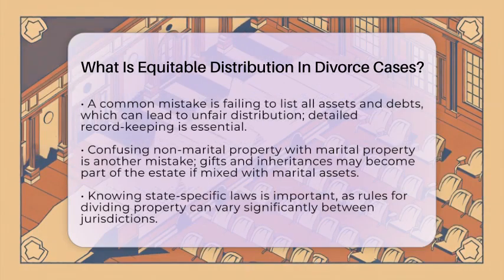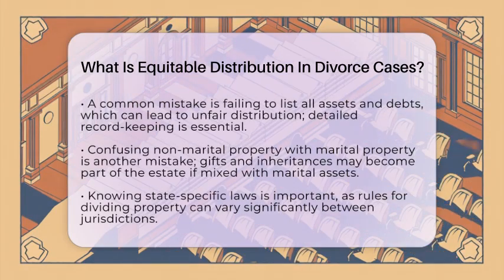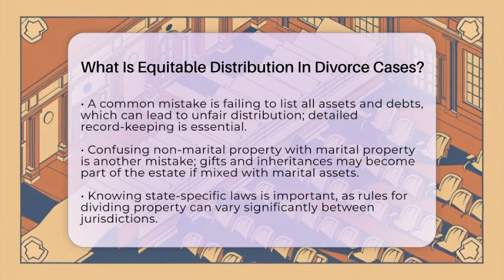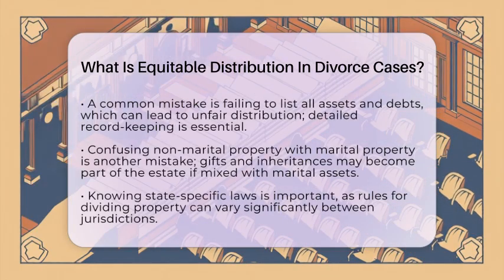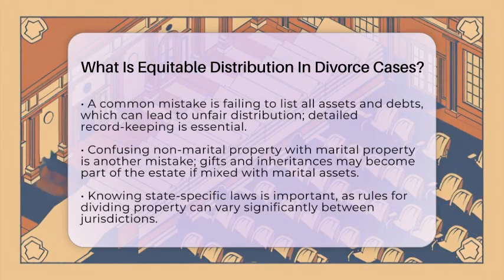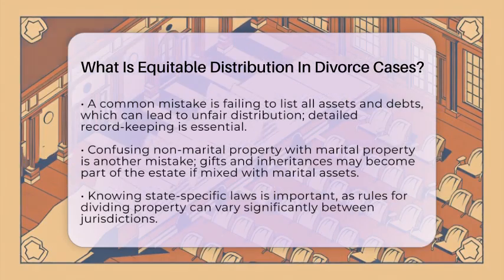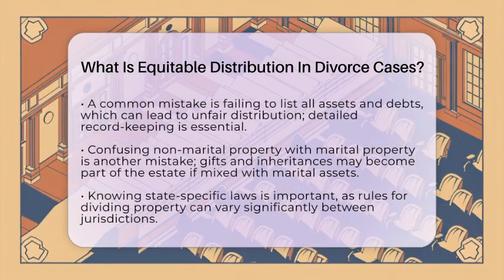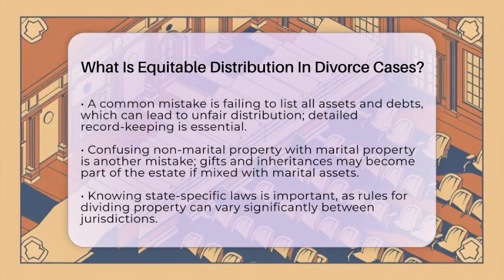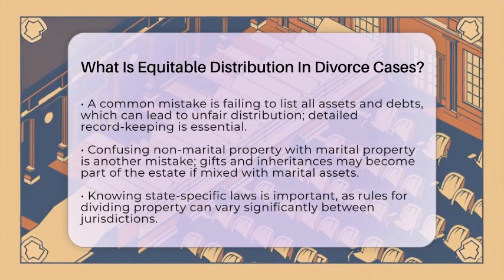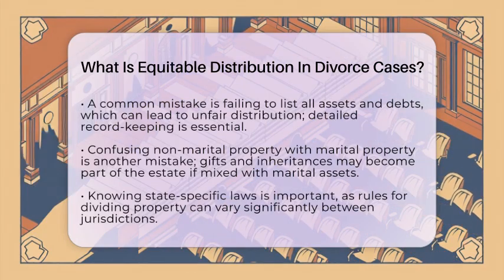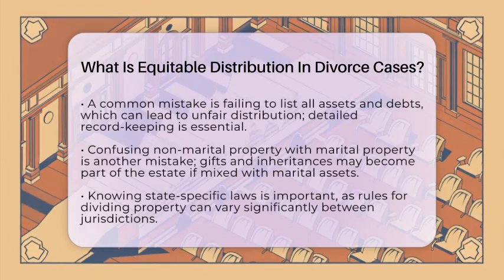The division can be settled by a judge or through agreements between spouses. If they cannot agree, the court will decide how to split assets, which might include selling property and dividing the proceeds or assigning specific assets to each person. A common mistake in this process is forgetting to list all assets and debts. Overlooking something like a retirement account or a property in another state can lead to unfair results. It's important to keep detailed records of everything owned or owed during the marriage.